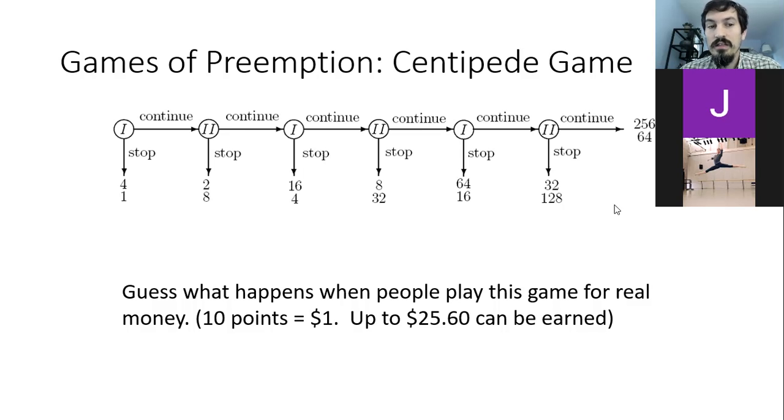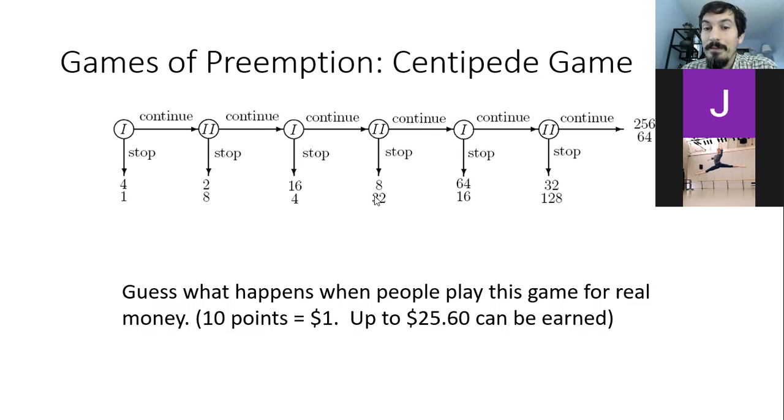At every level, look at player 1. Player 1 would rather stop here than here because 4 is better than 2. They would rather stop here than here because 16 is better than 8. Player 1 would rather stop here because 64 is better than 32. You see that at each step, and the same is true for player 2. If player 2 stops here, they get 8, which is better than letting it continue. If the next person's going to stop, they only get 4.